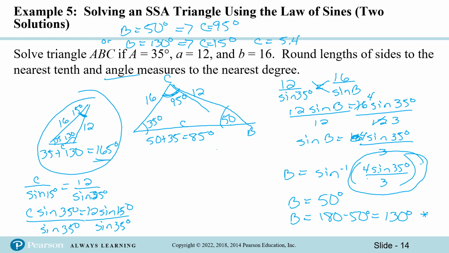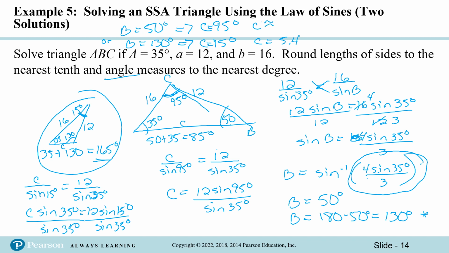And do the same thing over here. C over the sine of 95 is equal to 12 over the sine of 35. Cross multiply. C is going to be 12 sine 95 divided by the sine of 35. Plug that into your calculator, and you get C is approximately 20.8.